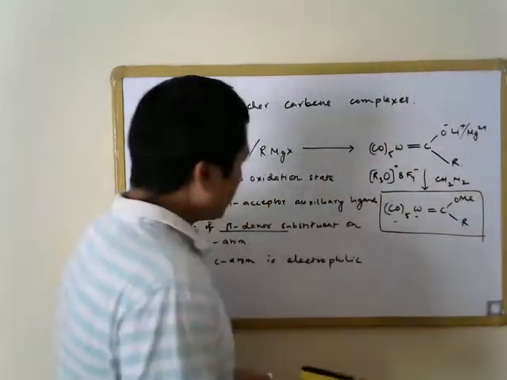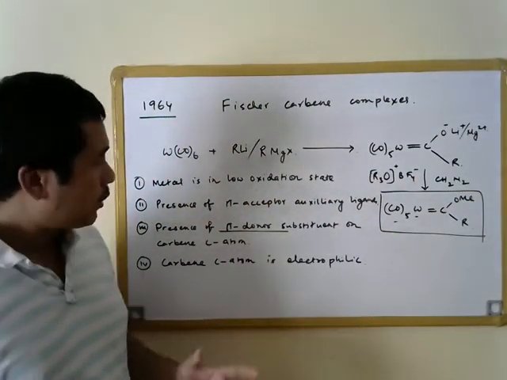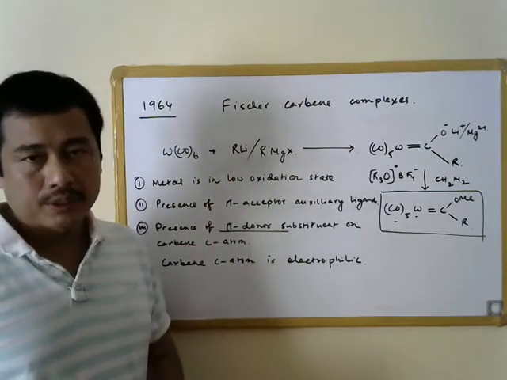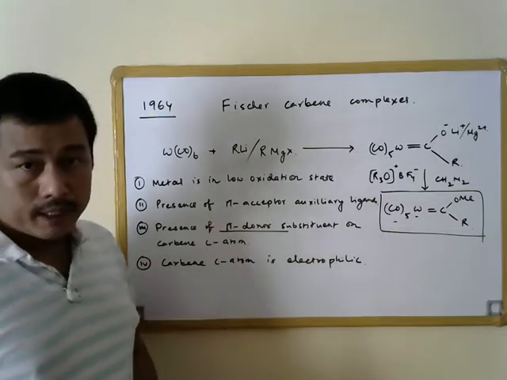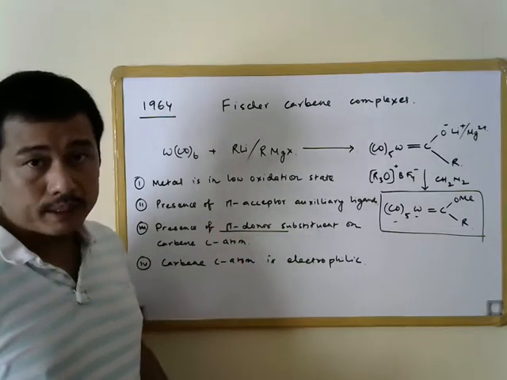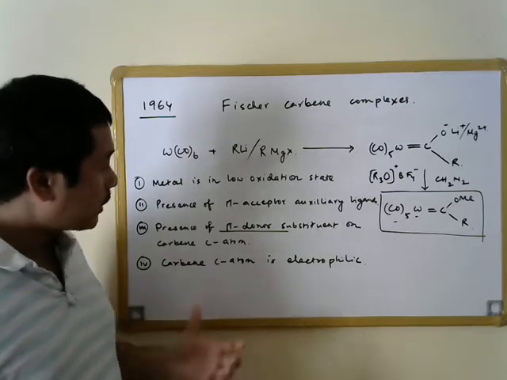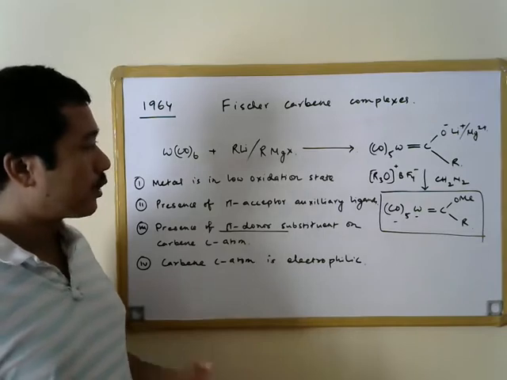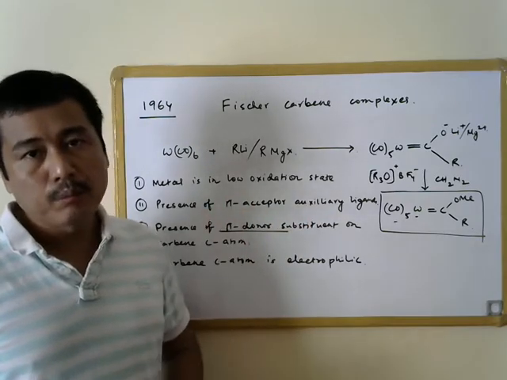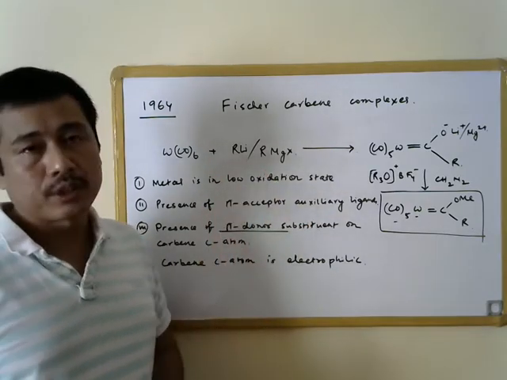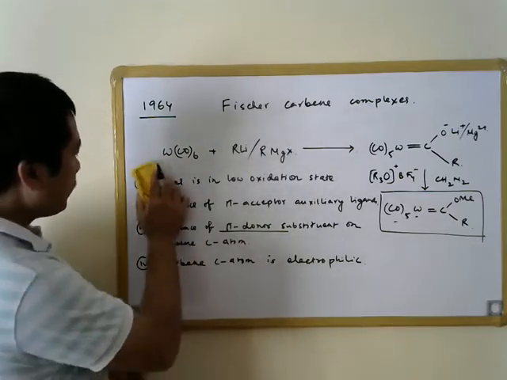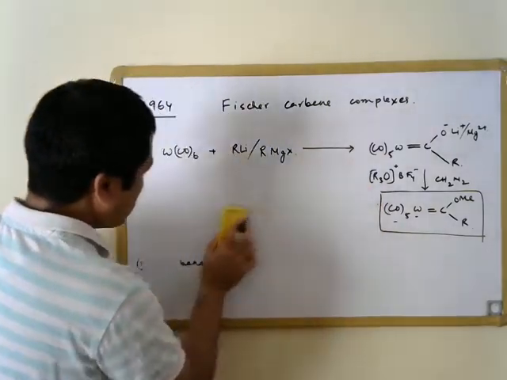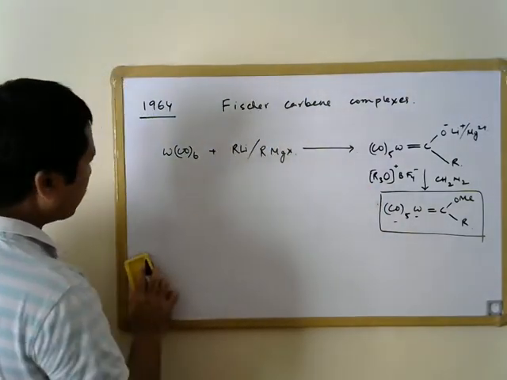So, in order to find out why these criteria must be fulfilled for formation of stable Fischer carbene complexes, we need to look at the bonding in these complexes, and then we can tell why the carbene carbon atom is electrophilic in nature, or why the presence of a pi donor substituent on the carbene carbon atom is a very important feature for formation of stable Fischer carbene complexes. So let us look at the bonding in these metal carbene complexes.